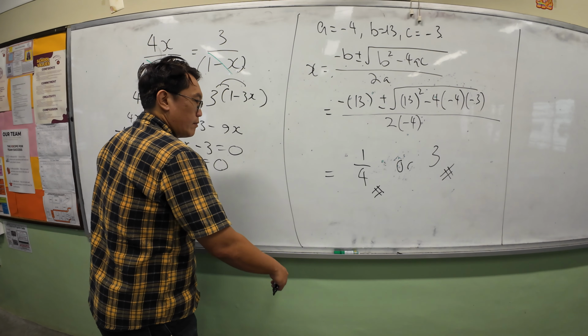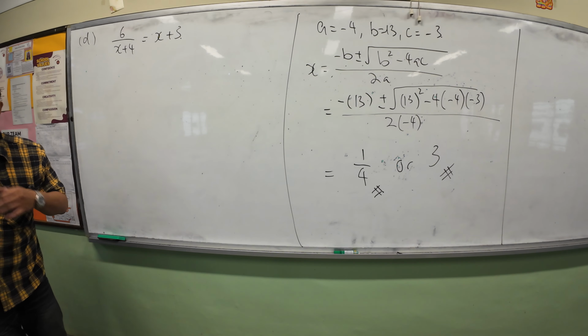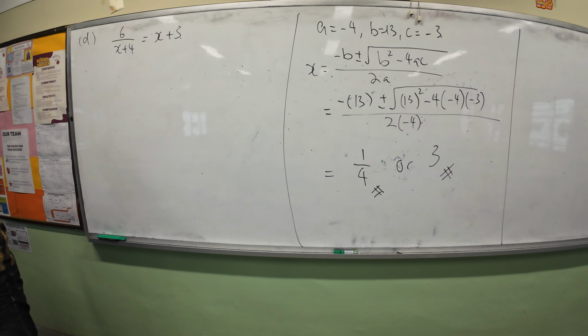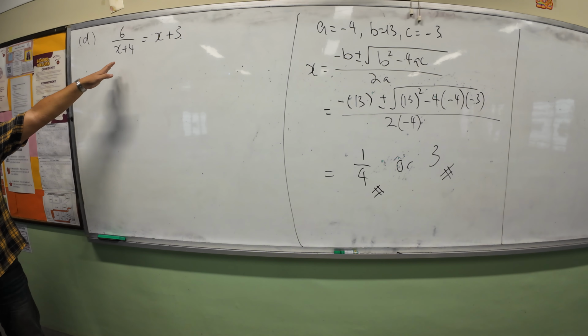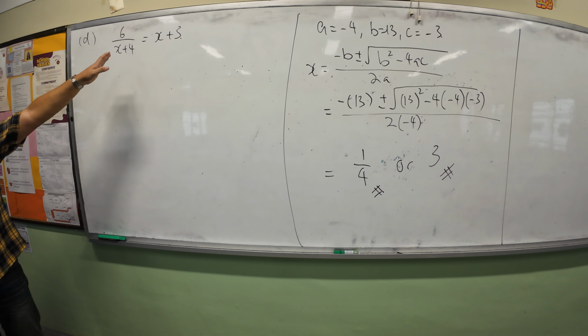Part B. 6 over x plus 4 equals to x plus 3. Okay, going by the same idea, I don't want any x to be in the denominator.